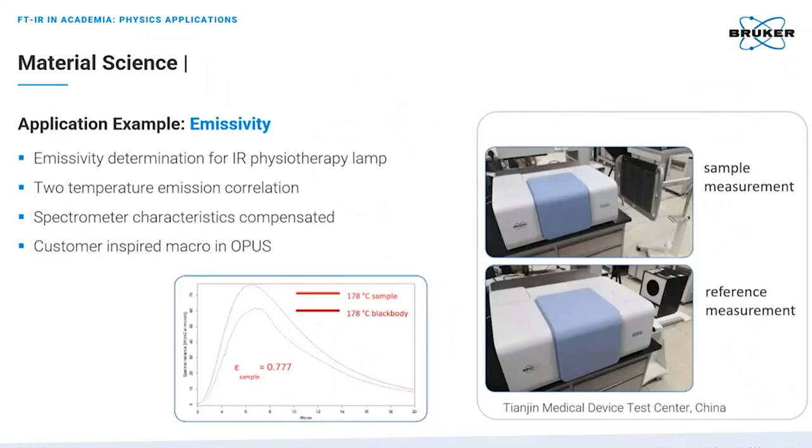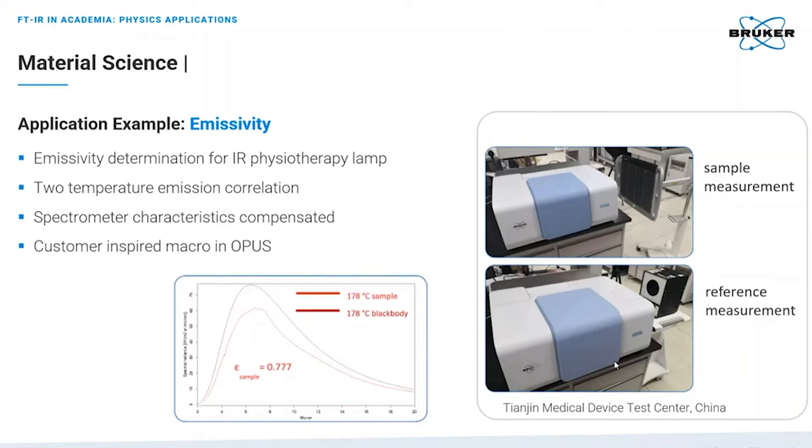The next example is also an experiment on a thermal emitter, an emitter which can be found in our daily life. It is an infrared physiotherapy lamp. Here, users in the Tianjin Medical Device Test Center could determine the emissivity of the product by using a black body as reference. Both sample and reference are whole sources and could be placed in front of the emission ports of a research spectrometer directly for measurement.